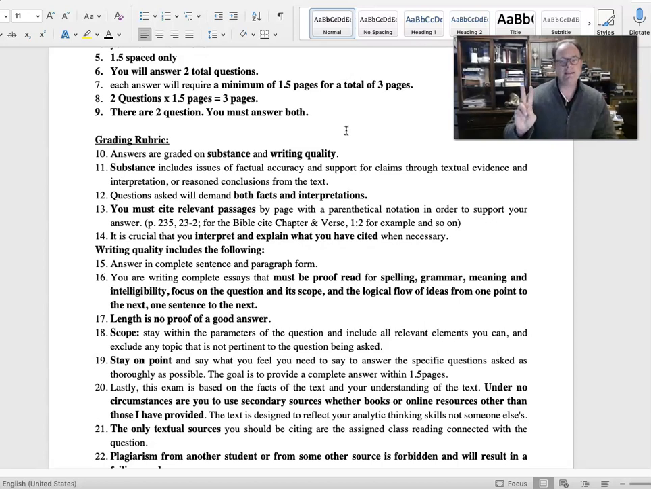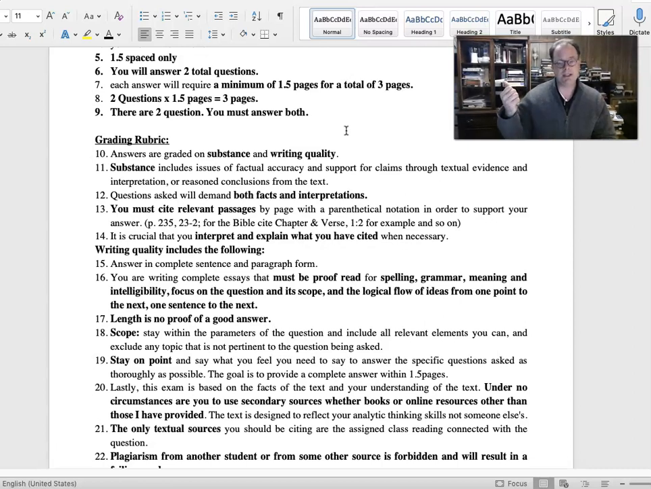There are two basic elements involved in the substance of any answer. Number one, facts that come from the text that help to support your claim. So I say, for example, what is this? And you say, I think it is this, because of this element from the text, and that fact from the text, and that fact from the text, and so on and so forth.